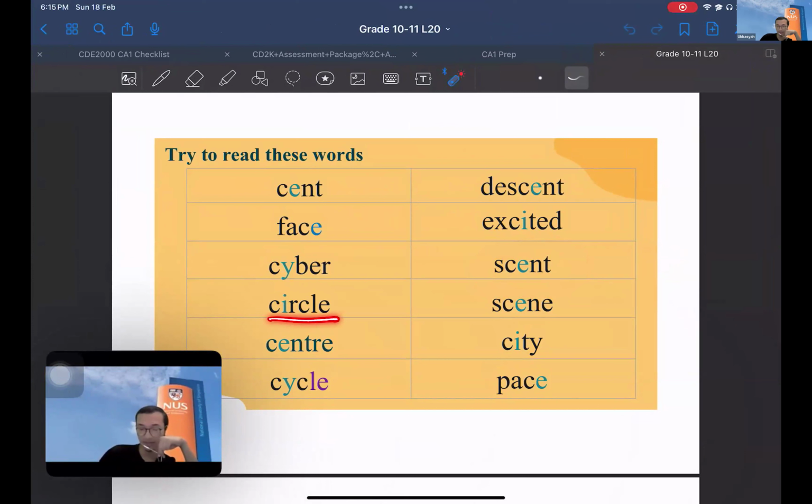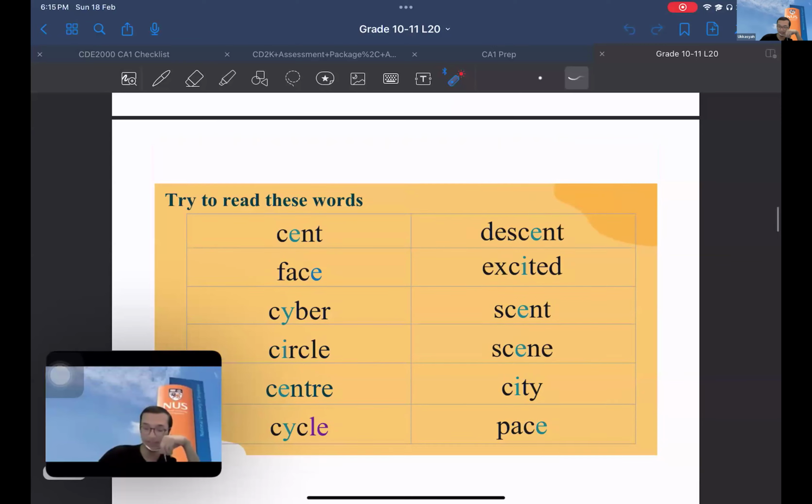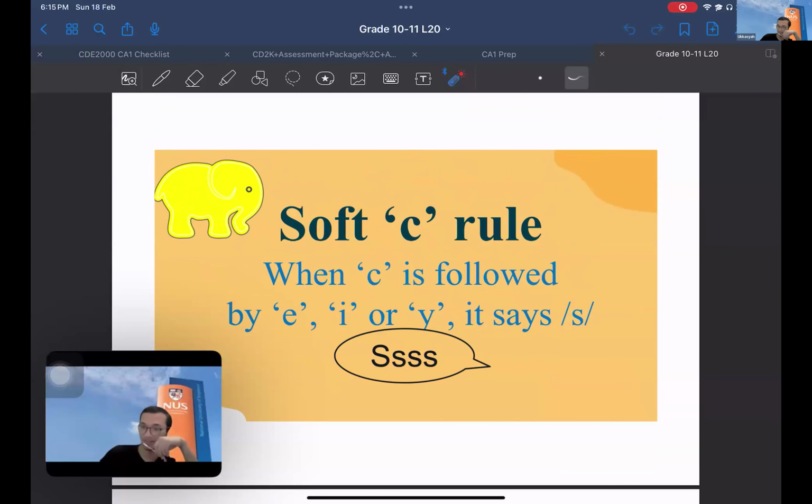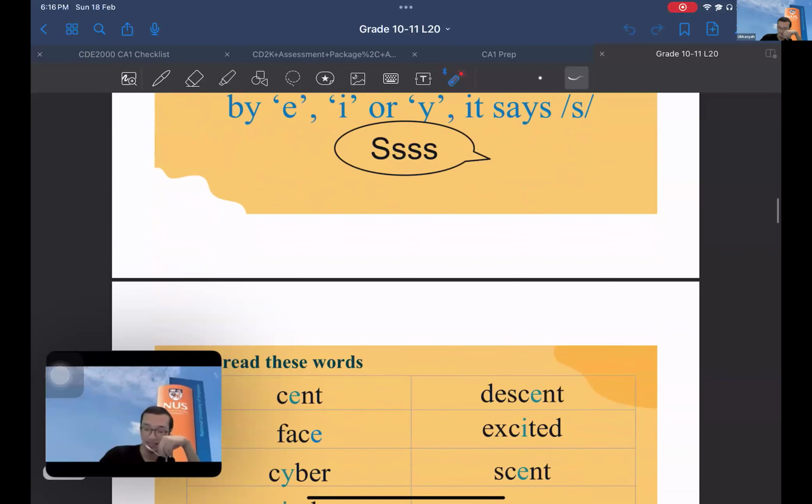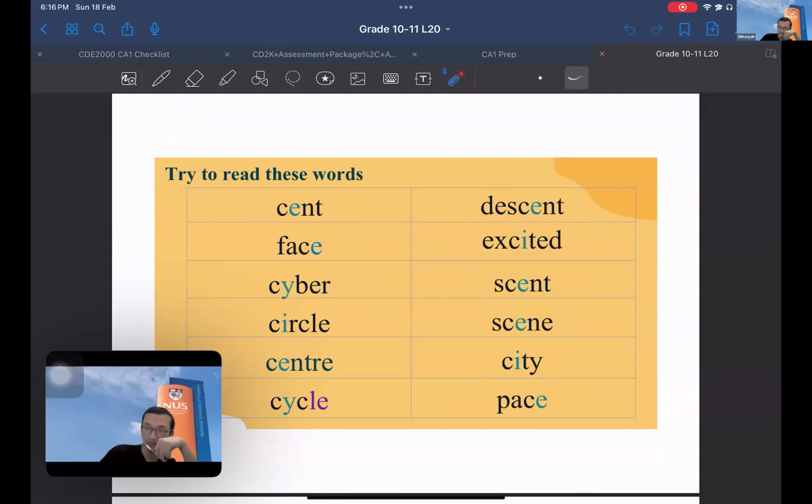This is circle. The first C is a soft C, and the second C is a hard C. The first C is a soft C because there's an I after it. If the letter that comes after C is E, I, or Y, then the C is a soft C. However, for the next C in circle, the letter that comes after it is an L, a consonant that is not Y, and it's not E or I. So the way you pronounce it is a hard C.